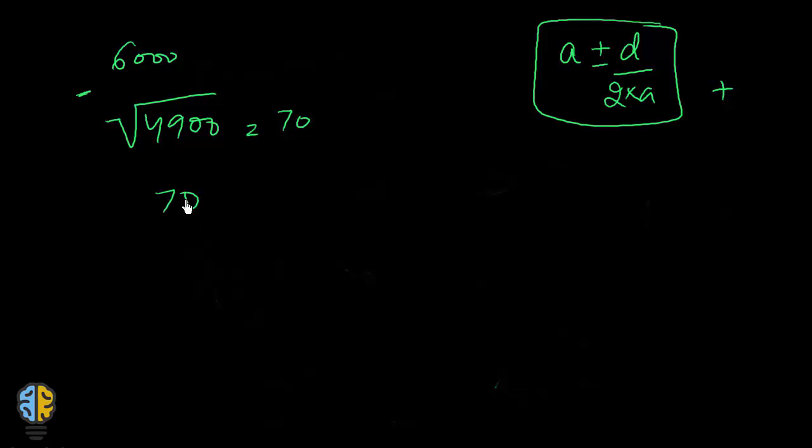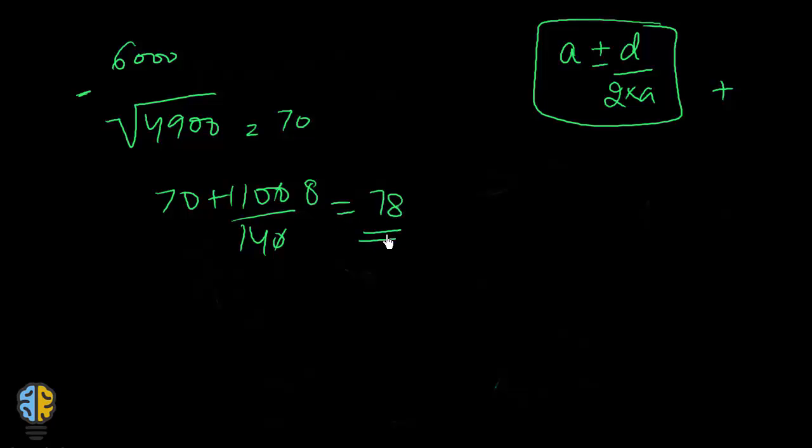So our a is 70 plus the difference between 6,000 and 4,900, which is 1,100, upon twice of a, which is 140. So this gives us 110 upon 14, which gives us 8. So 70 plus 8 is again equal to 78.